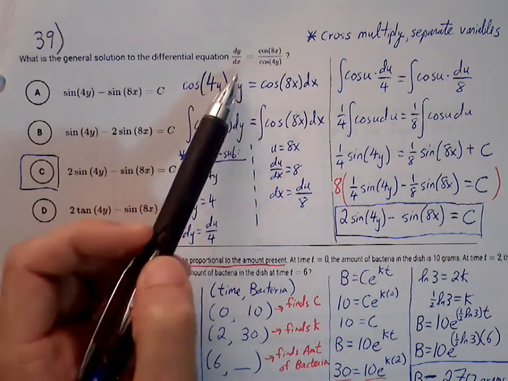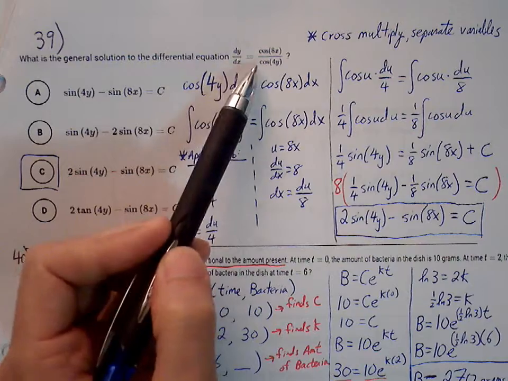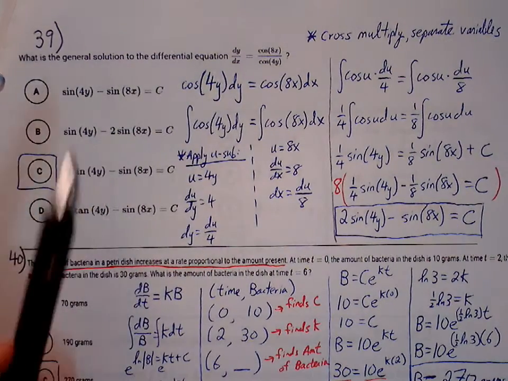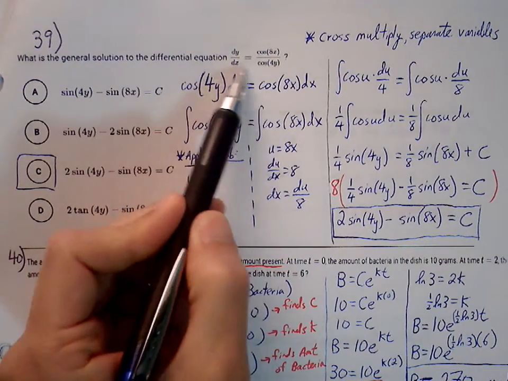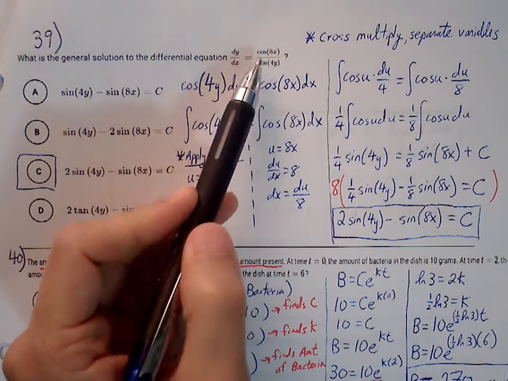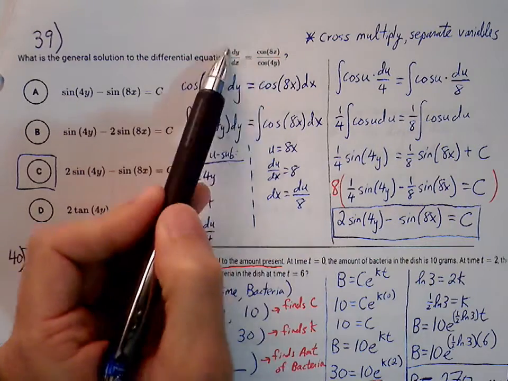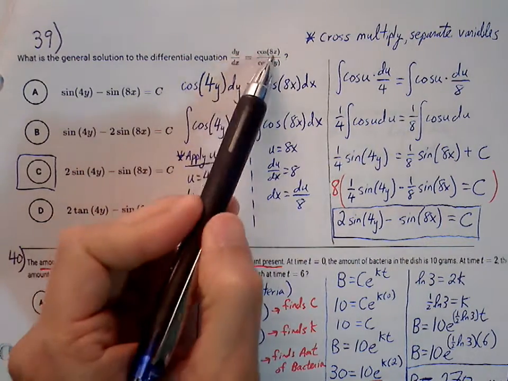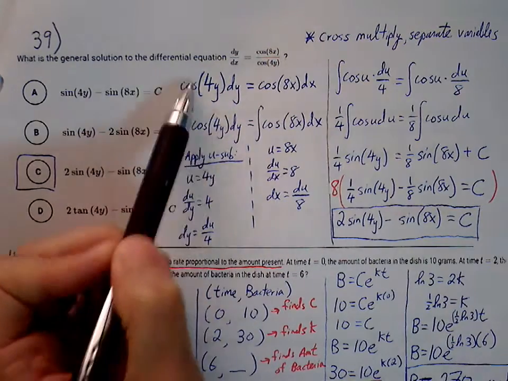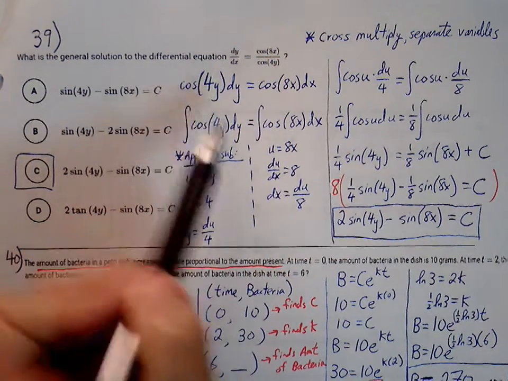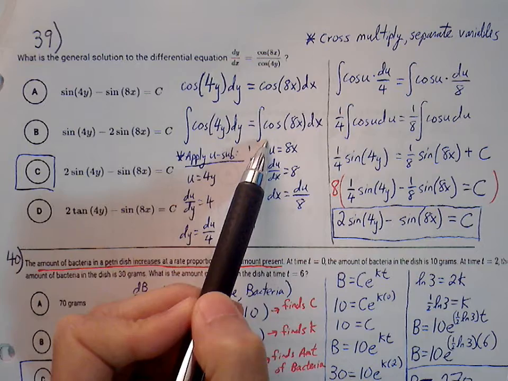We know we have to eventually anti-differentiate so that we can get it into a form without the derivatives. So let's cross multiply first, then I can separate the variables. We'll see if we have separation of variables after that. So cross multiply, I get cosine 4y dy equals cosine 8x dx. We see x's and y's are nicely separated, so I'm going to take the antiderivative of both sides.